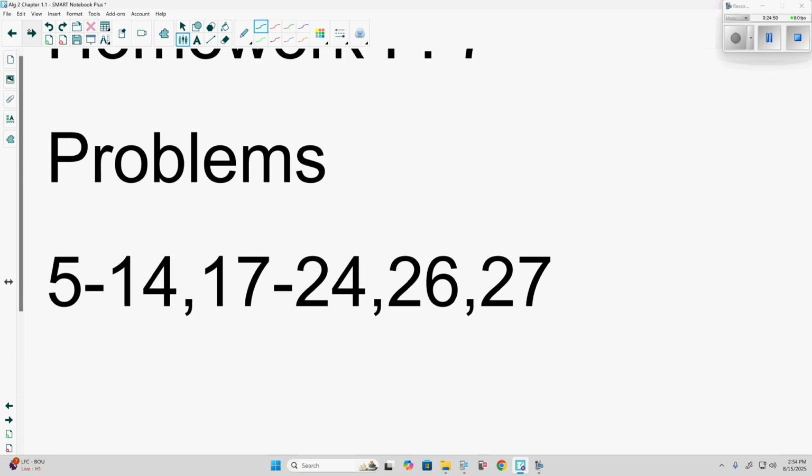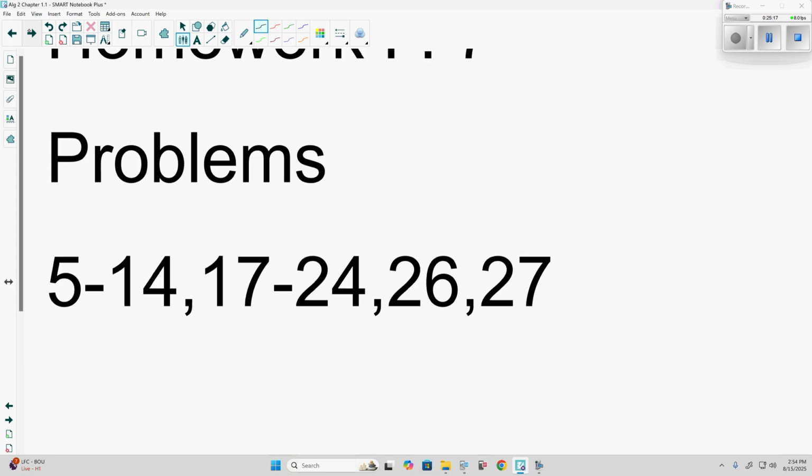So that's the end of the note sheet. So the homework problems, 5 through 14, 17 through 24, 26, 27. So all of those are the homework. So 5 and 6, the first two problems. It says list the numbers. So we want to list the set. So you can list it using our braces and just list the numbers out, dot, dot, dot. Or you can put it in set builder.